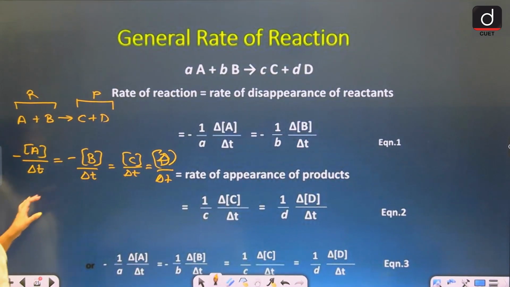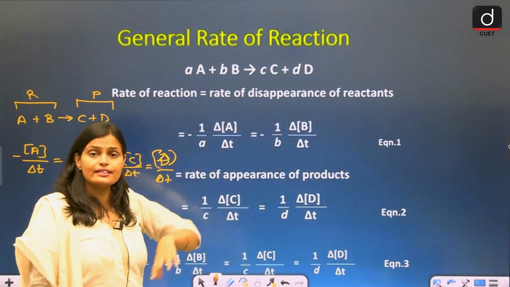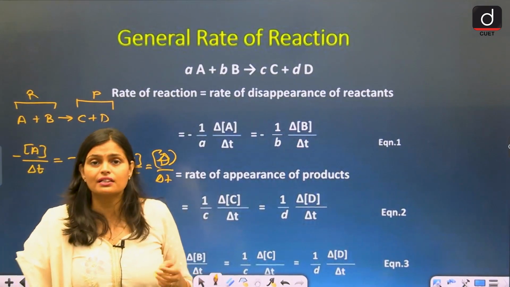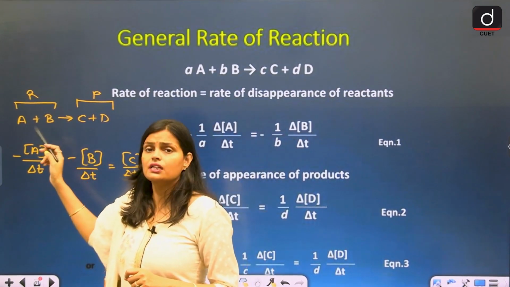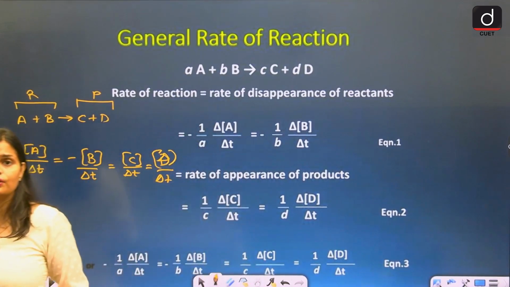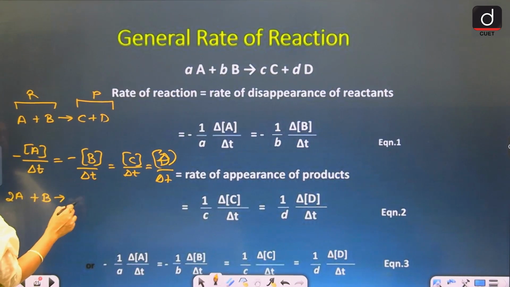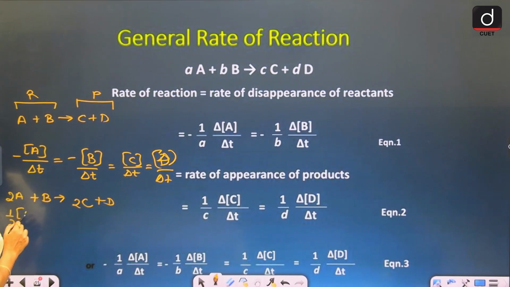Now if the equation has small a, b, c, d, these are the stoichiometric coefficients. It's not always a reaction like the simple one; sometimes you have 2A. Suppose you take 2 molecules of A and 1 molecule of B, and you get 2 molecules of C and 1 molecule of D. If the reaction is this, how are you going to write it down? Minus 1 by 2 delta A divided by delta T. So this is how you can write down the reaction.